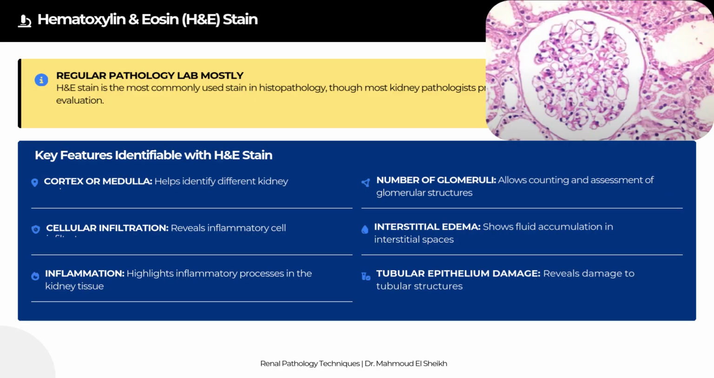Starting with H&E, the most commonly used stain in general pathology labs. H&E provides an overview of the overall patterns of injury. For example, mesangial proliferative patterns may suggest IgA nephropathy or class II lupus nephritis, while membranoproliferative, membranous, or nodular patterns help narrow the differential diagnosis. In addition to general morphology, H&E allows assessment of cortex versus medulla, glomerular count, inflammatory cell infiltration, interstitial edema, and tubular damage. However, for kidney-specific pathology, pathologists often prefer PAS stain as it highlights structure and patterns more effectively.